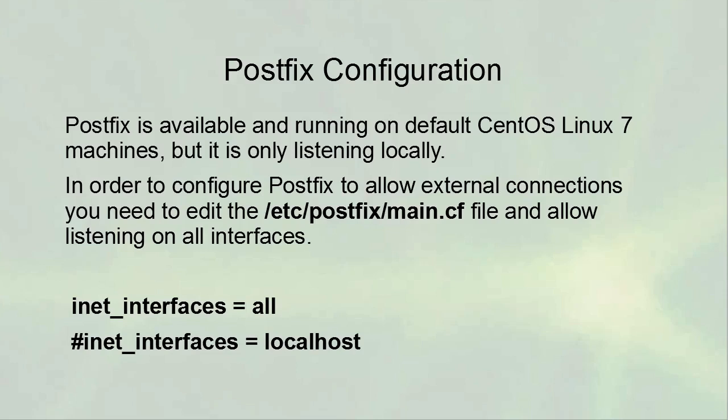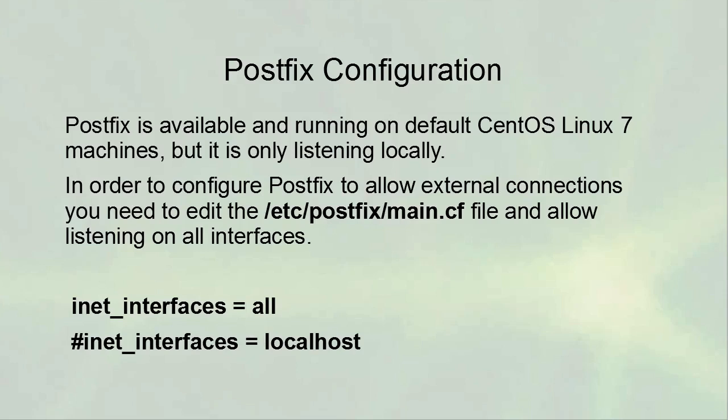You can scroll down a little ways through that file until you find a section with 4 lines. The top line would be inet_interfaces = all, which will be commented out. You need to uncomment that one. And you want to take the one that says inet_interfaces = localhost, and comment that one. When you uncomment it, make sure you just remove the hash mark. Don't leave a space there or something like that, because then it won't work. So make sure you do it correctly.